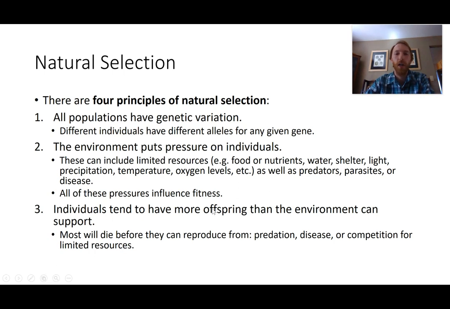Individuals tend to have more offspring than the environment can support. That's key, and that's one that people miss a lot. If you think about most sexually reproducing organisms, including humans, they produce more offspring on average than the environment can support. The reason for that is to hedge their bets. Most of the time, especially if they're low on the food chain, they produce a lot of individuals in the hopes that at least some of them will survive predation or disease and reach sexual maturity.